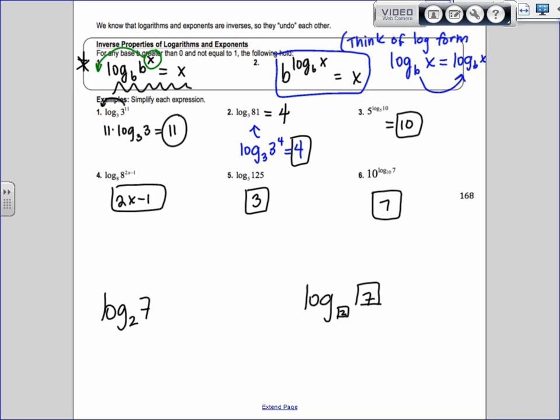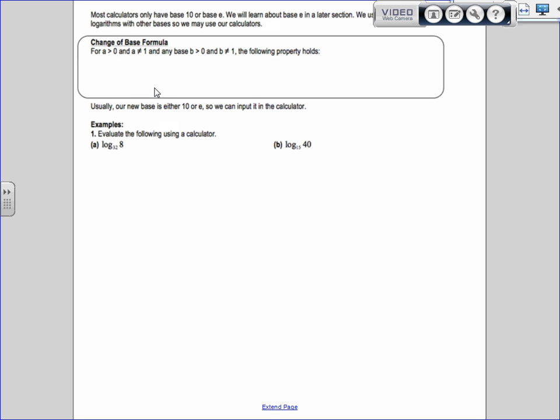You don't have a log base, so what do you do? All calculators before, I don't know, probably 2005, did not have log base. My calculator is a little bit old. It doesn't have log base. So we use something called the change of base formula. This allows us to quickly put things in our calculator, and it's actually faster than going through math and going down.